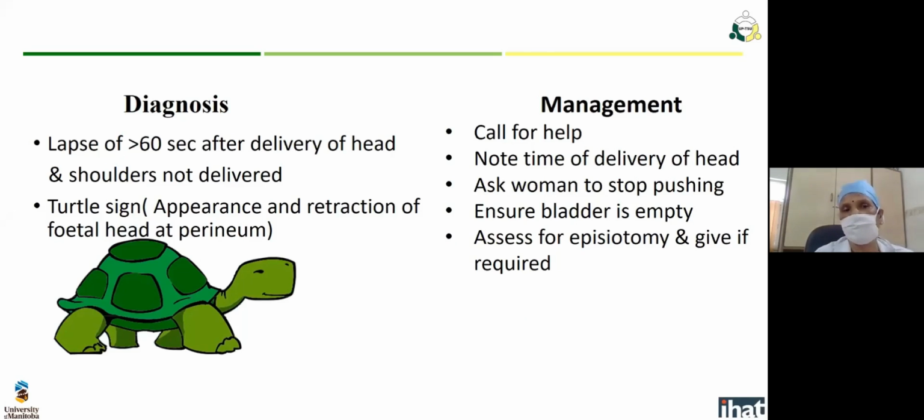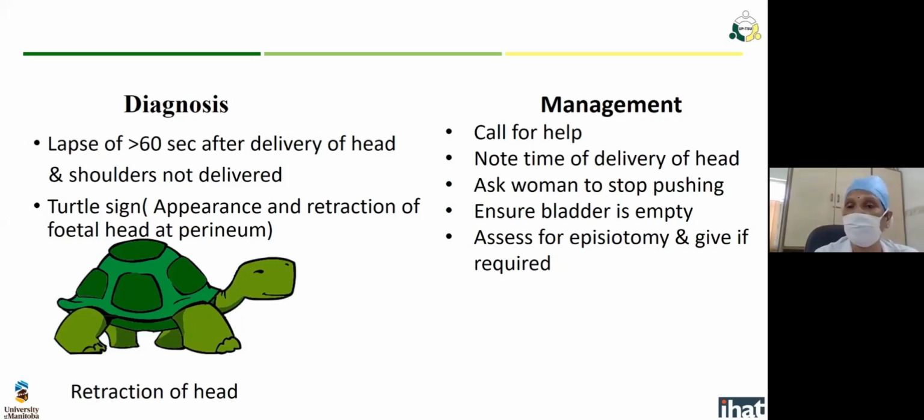क्या होता है कि after delivery of the head, जब आप पुल कर रहे हो और छोड़ देते हो तो हेड रिसीड बैक करता है, just like a turtle. हेड जो है उसके कवच के अंदर रिसीड होता है, so the head is receded back on the perineum, and that is known as the turtle sign, that is the retraction of the head occurs. आप पुल कर रहे हो, आप छोड़ देते हो तो the retraction of the head is known as the turtle sign. So it is a very big emergency.